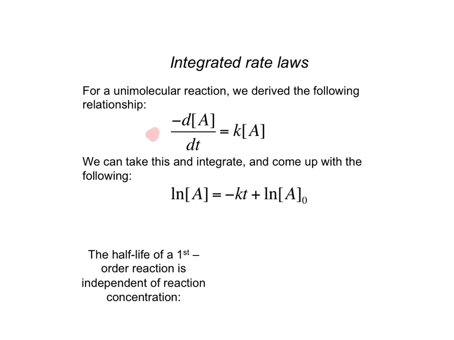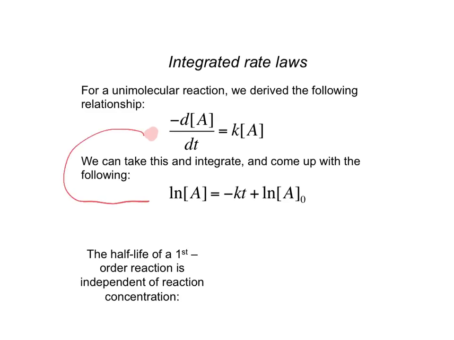We can take this guy, we can separate variables, and we can integrate, and we are left with what we call the integrated form of the rate law. So what is this going to tell us with respect to, let's say again, we have only one reacting species, A, going to make products? What does the integrated rate law tell us?